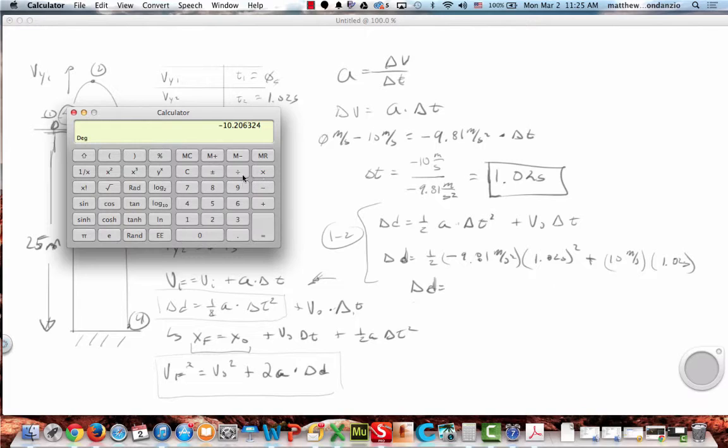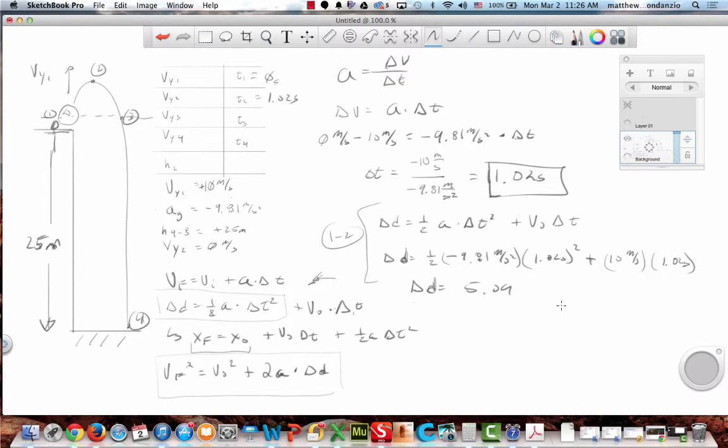divided by 2. All right, plus 10.2, right? Thank you. Plus 10.2, right? So that's going to be 5.09 something. It's 5.096 meters. Now notice the sign is what? Positive, because we went up.